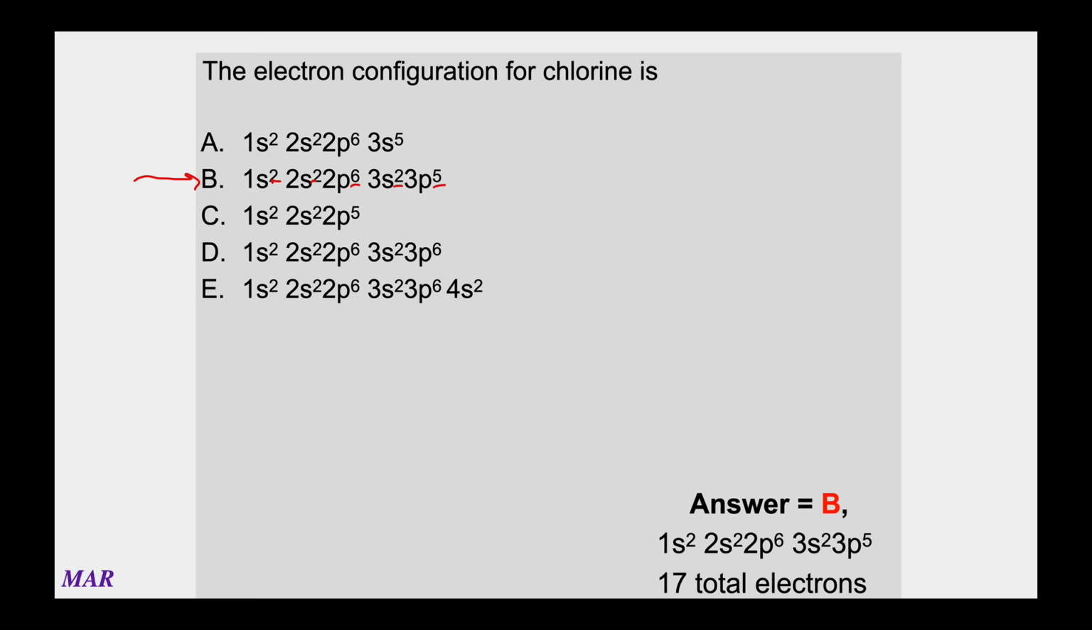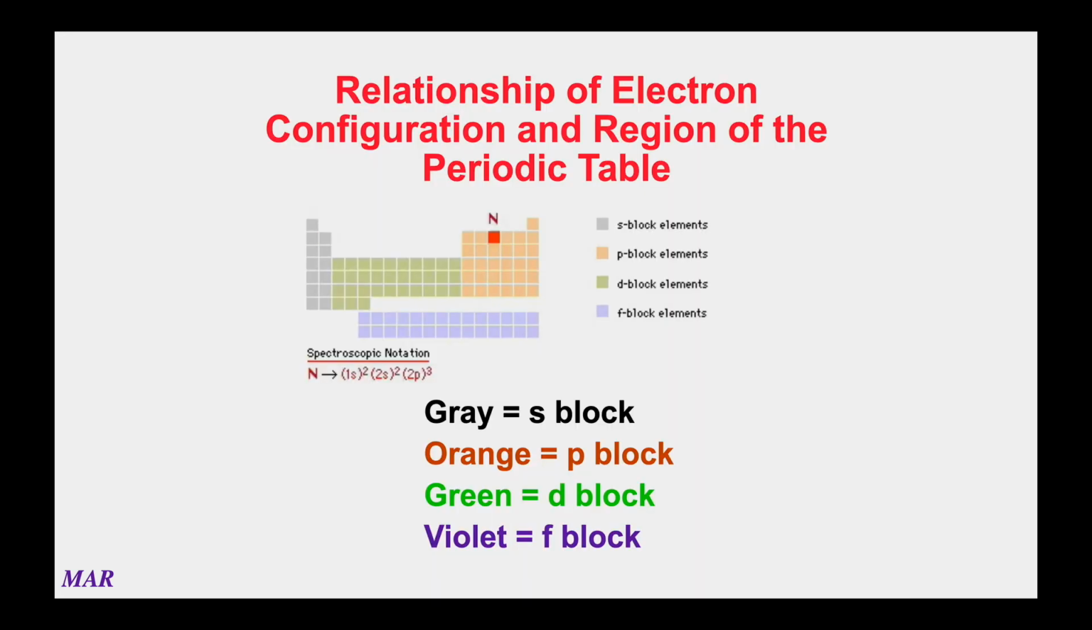Anyway, any of these ways you can figure out that answer B is the correct configuration, 3s2, 3p5. Remember that 3s can only have 2, so that one's not going to fly. The other ones I think are at least okay. 1s2, 2s2, 2p6, 3s2, 3p6, answer D, would be argon. E would be calcium. C, 1s2, 2s2, 2p5, that would be fluorine.